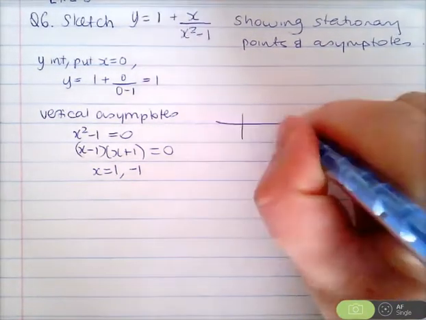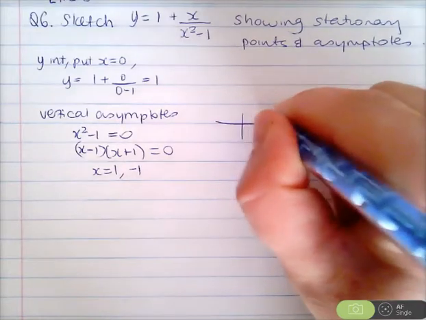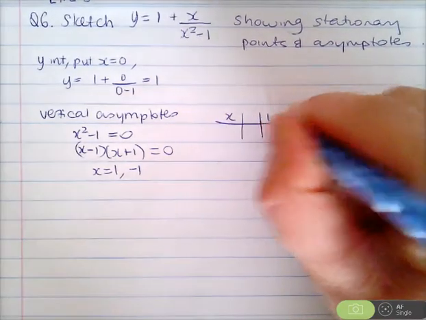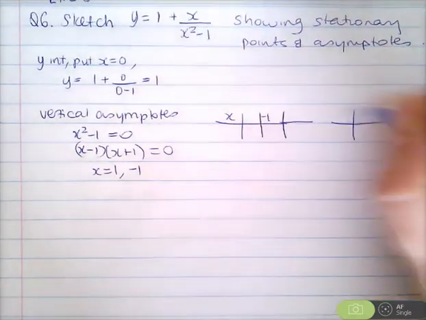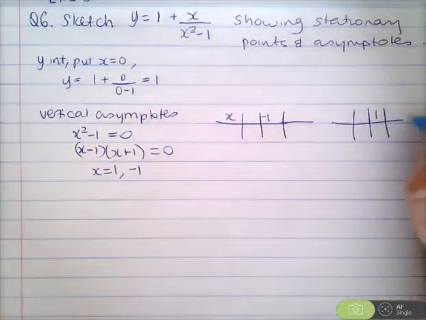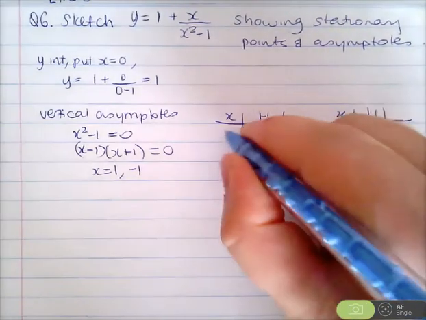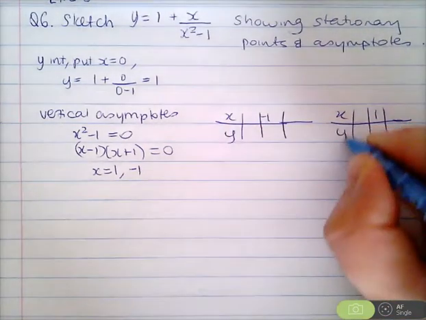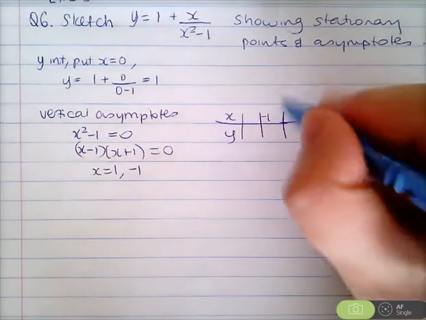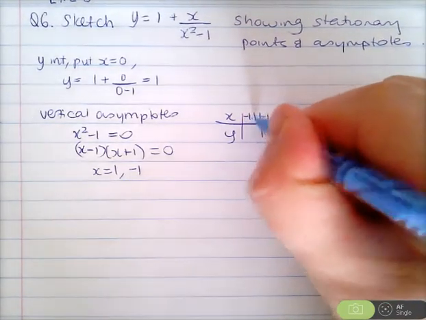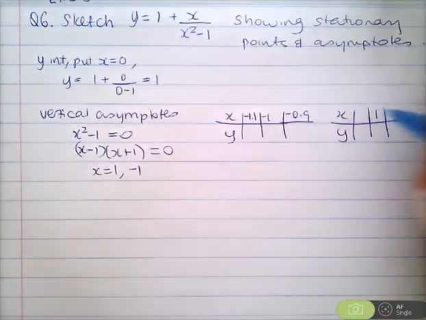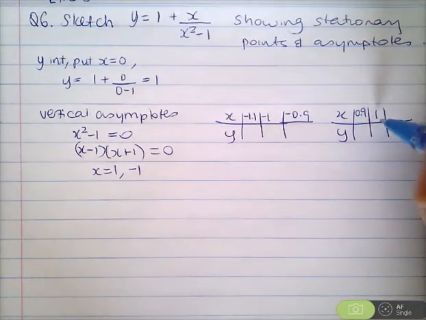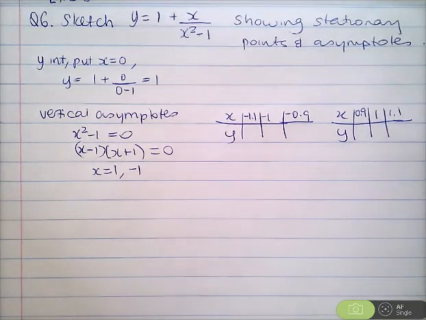We can look at the behaviour of the curve around x is positive 1 and x is negative 1. So on either side, we can look at the behaviour of the curve. When x is a little bit smaller than negative 1, and when x is a little bit bigger than negative 1. Also, we can look at when x is a bit smaller than 1, and when x is a little bit larger than 1.